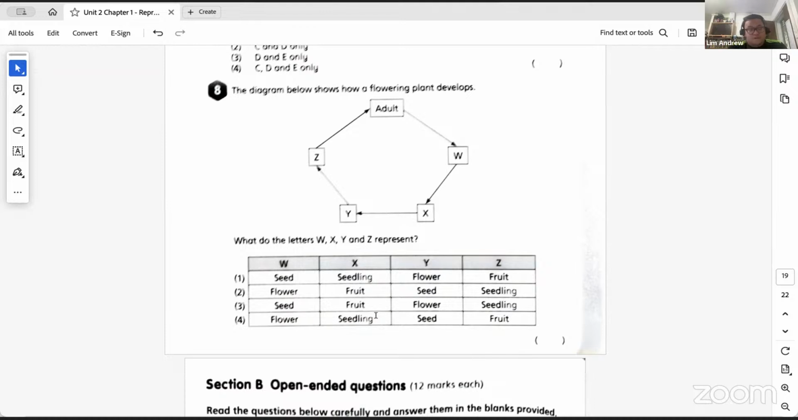All right, the answer for question 8 is actually 2. Why? The adult plant produces flowers which become fruits after fertilization. So number 2 is flower followed by fruits, then become seeds and become seedlings. Fruits contain seeds which grow into seedlings, then the seedlings grow into an adult plant. Therefore, the answer for this question is number 2.